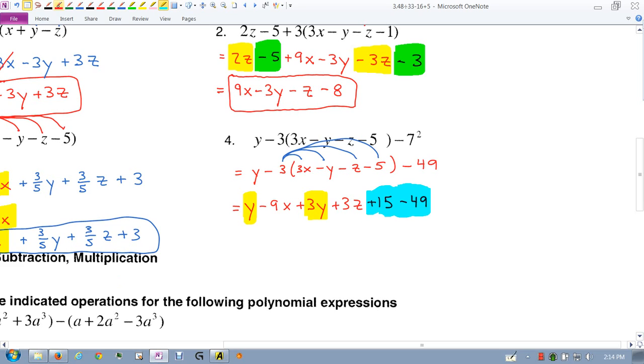So let's just start with the... Yeah, we agreed the ones that didn't have any friends would come down first. Right? So we'll just bring those down. Now let's do the y's. How many y's will I have? 4. Y plus 3y, 4y. And then 15 take away 49, negative 32. And we are done.